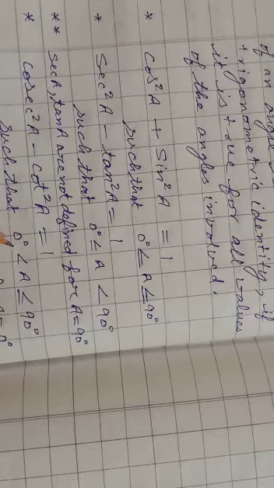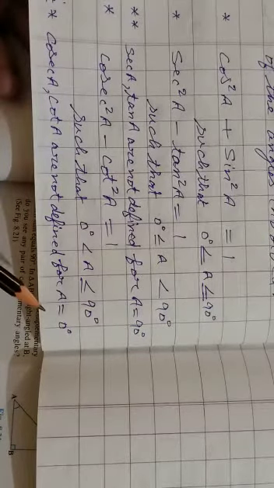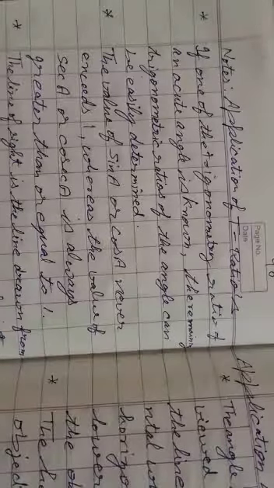Now the third identity: cosec square A minus cot square A equals 1, such that 0 less than A less than or equal to 90 degrees. Cosec A and cot A are not defined for A equal to 0. Now, applications of trigonometric ratios.